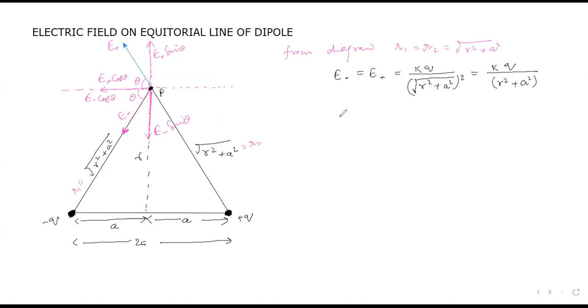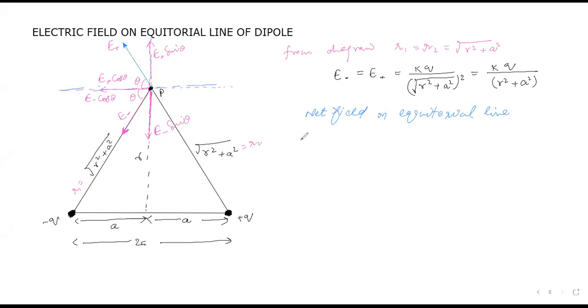Now, what will be the net field at point P? The net field on the equatorial line. First of all, we will calculate the net field along the x-axis, and then we will calculate the field along the y-axis, and finally we will add them to calculate the net field.